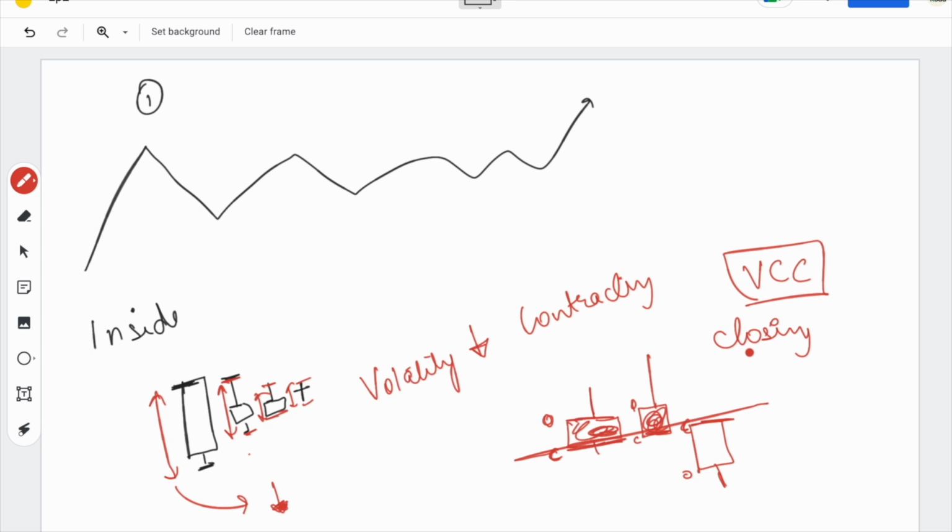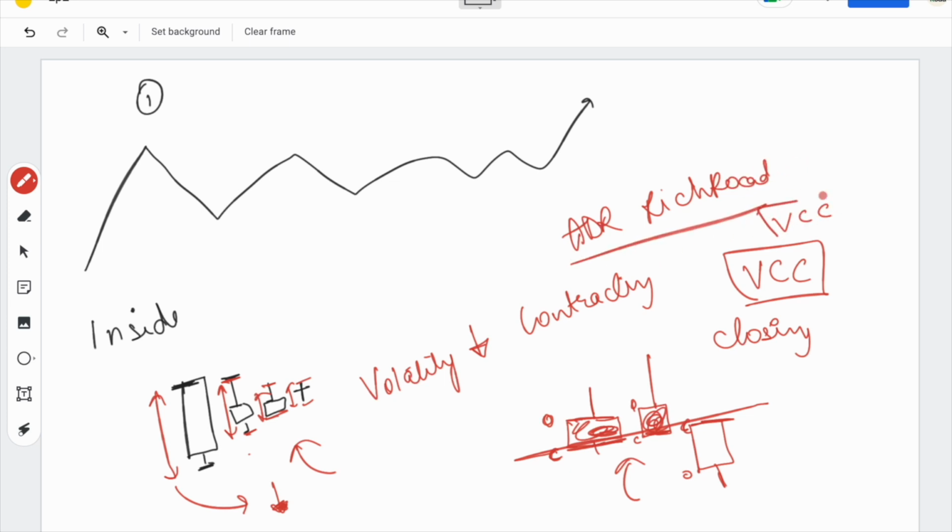So now the job at your hand is to objectify this thing. How do I do it? I will use ADR of Rich Road, which now will be called the VCC indicator of Rich Road. I hope this revision was enough. If you want detail, go to the lecture.